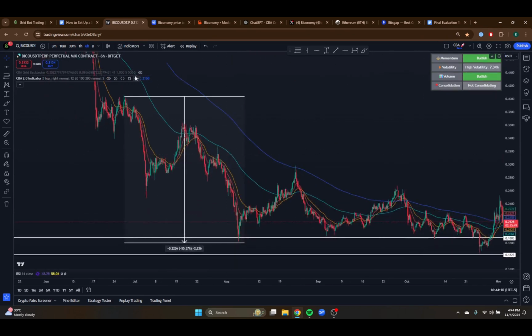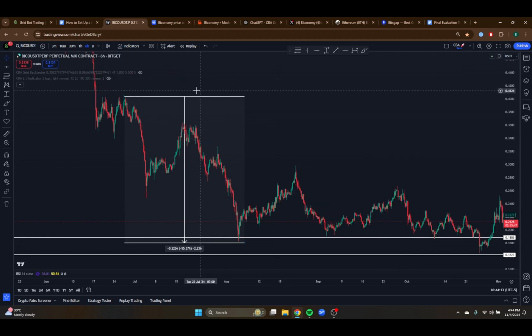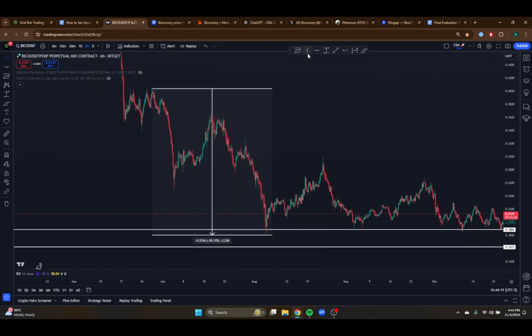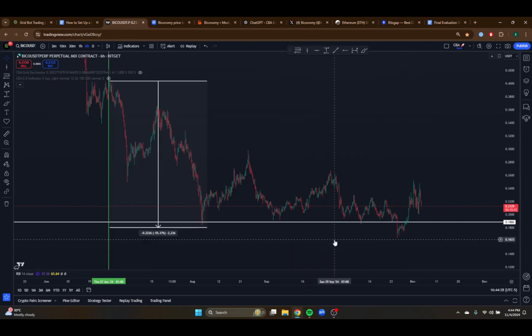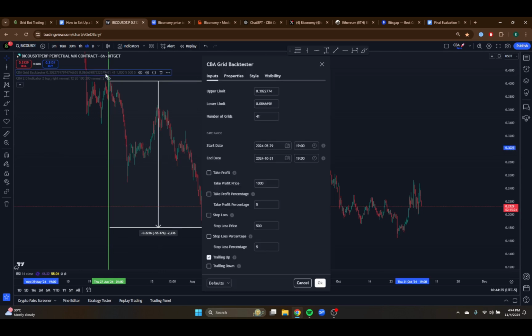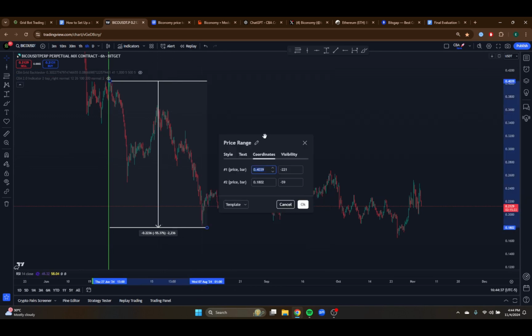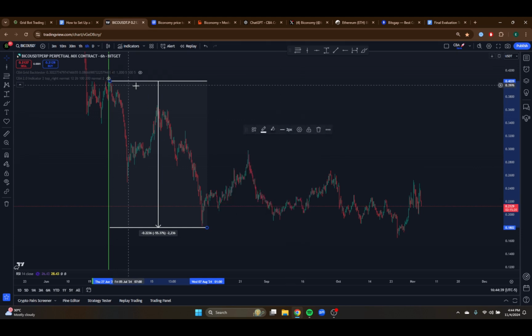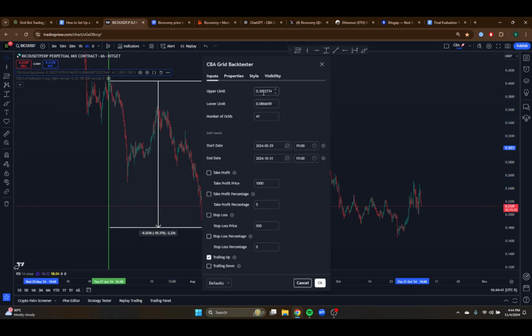Now I'm going to turn on the CBA 2.0 indicator for a second, and I'm going to set up my CBA Grid Backtester from here, right? This is going to be my start time, and I'm just going to put it as green. Let me get rid of these lines. So I'm going to be setting up my bot with a 55% grid range. I will open up my CBA Grid Backtester. I'm going to copy this. This is going to be the high price. Then paste it here.